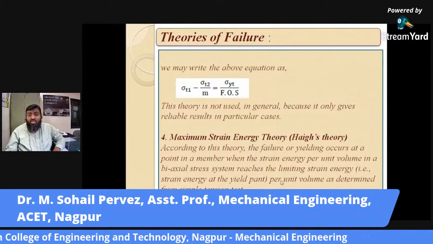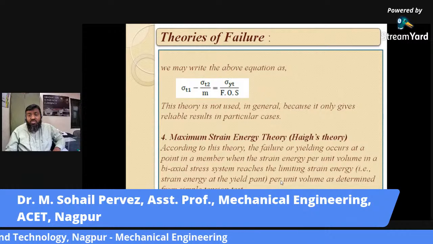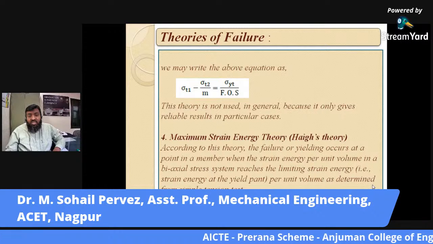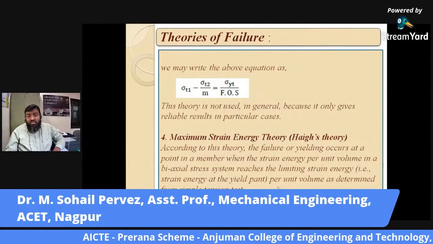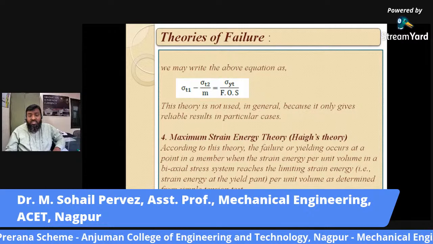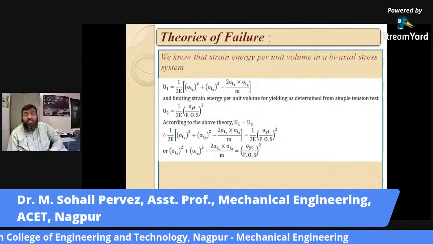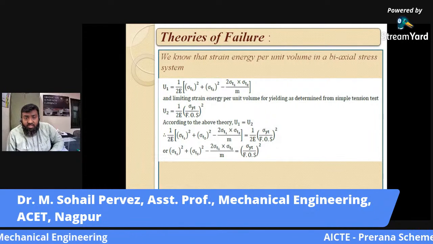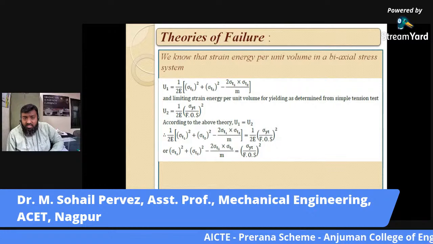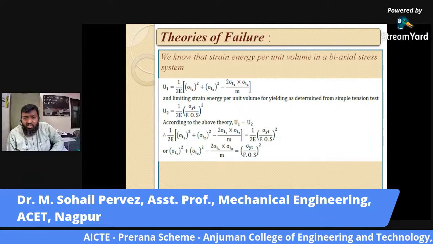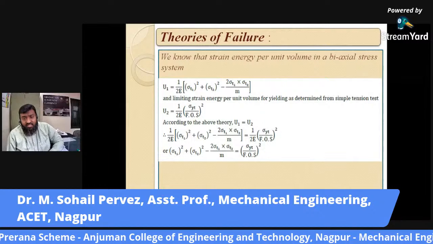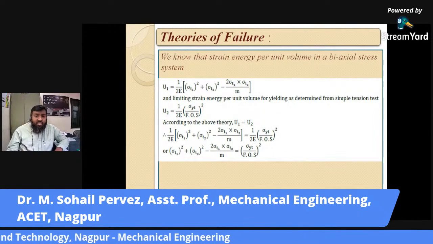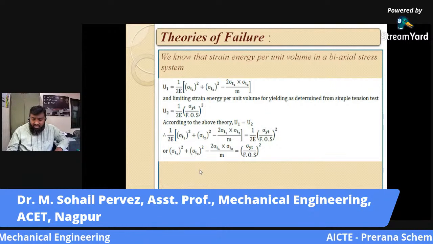According to this theory, the failure or yielding occurs at a point in a member when the strain energy per unit volume in a biaxial stress system reaches the limiting strain energy, that is, the strain energy at the yield point per unit volume as determined from a simple tension test. This is the equation we generally derive for a biaxial stress system, and the limiting strain condition is written along two directions, U1 and U2, along the x-axis and along the y-axis. Again, the suffixes sigma T1 and T2 refer to x and y with reference to the coordinate system.